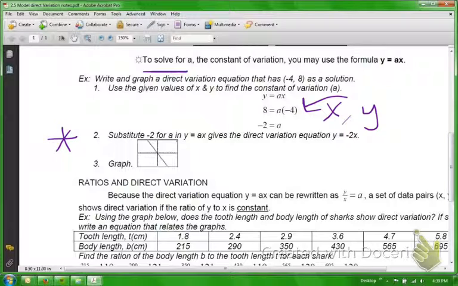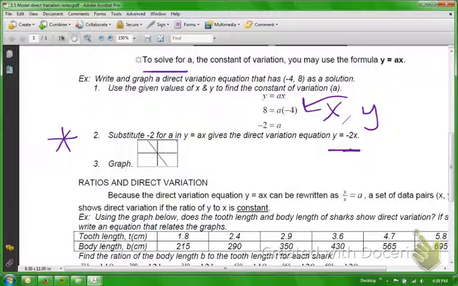You just found a. You have to write an equation. To write the equation, you do this step right here. Substitute negative 2 in for a. So put what you found back into the formula, and we're going to get this equation right there. That's your direct variation equation. Don't stop too soon. It's very simple, very straightforward, nothing tricky.